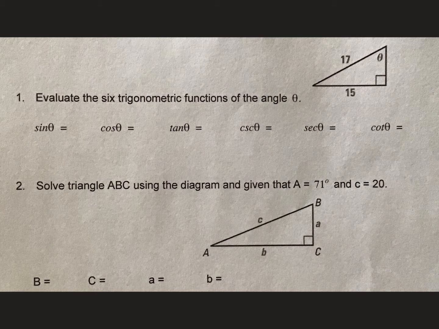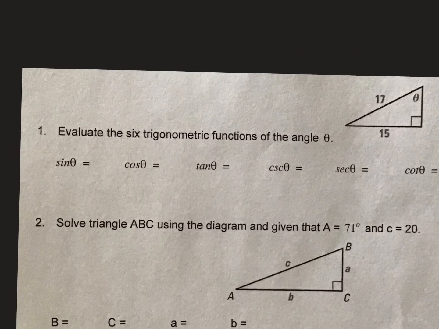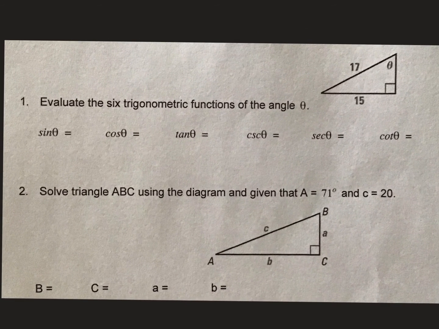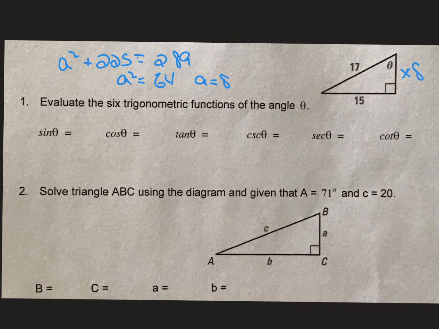So, number one on here says evaluate the 6 trig functions based on this triangle of angle theta. Before you can do any of that, obviously, you need to figure out what the third side is. This side right here, we've got to figure that one out. So I'm going to do a squared plus 15 squared. By the way, 15 squared is 225, equals 17 squared, which is 289. If I move that 225 over, it becomes 64. So take the square root, a is 8. So that side over there is 8.